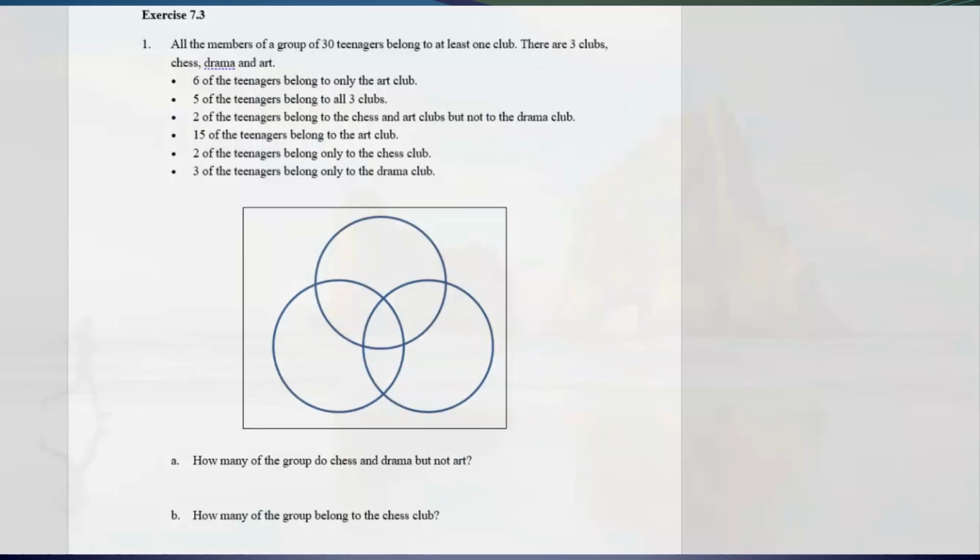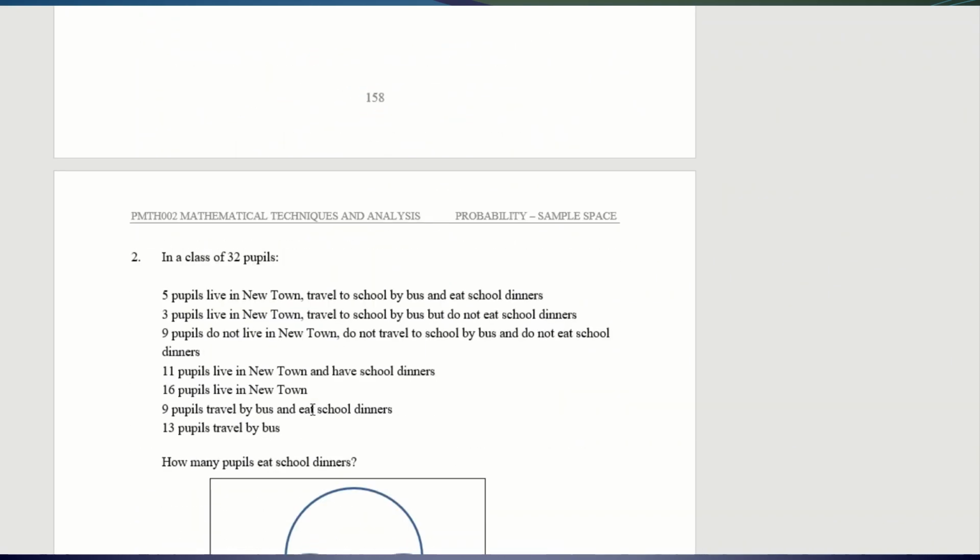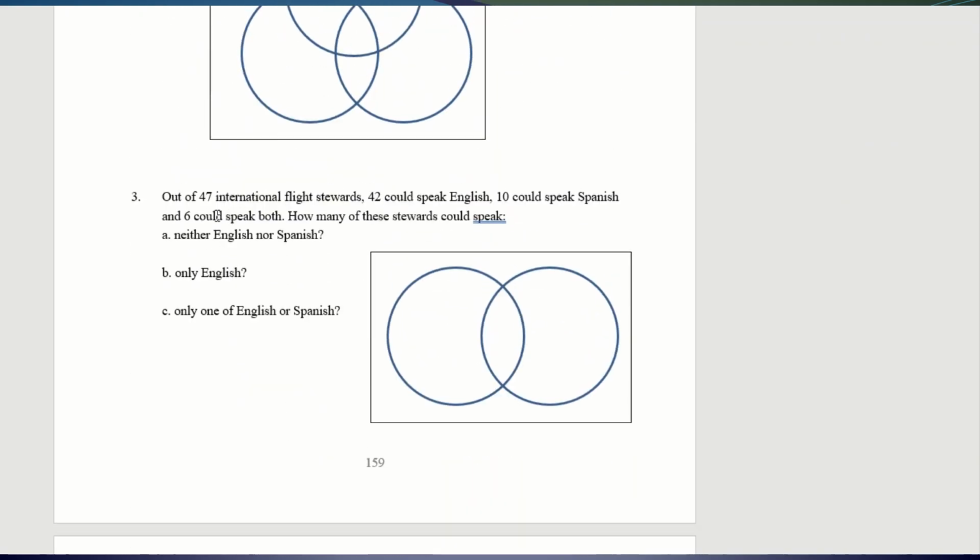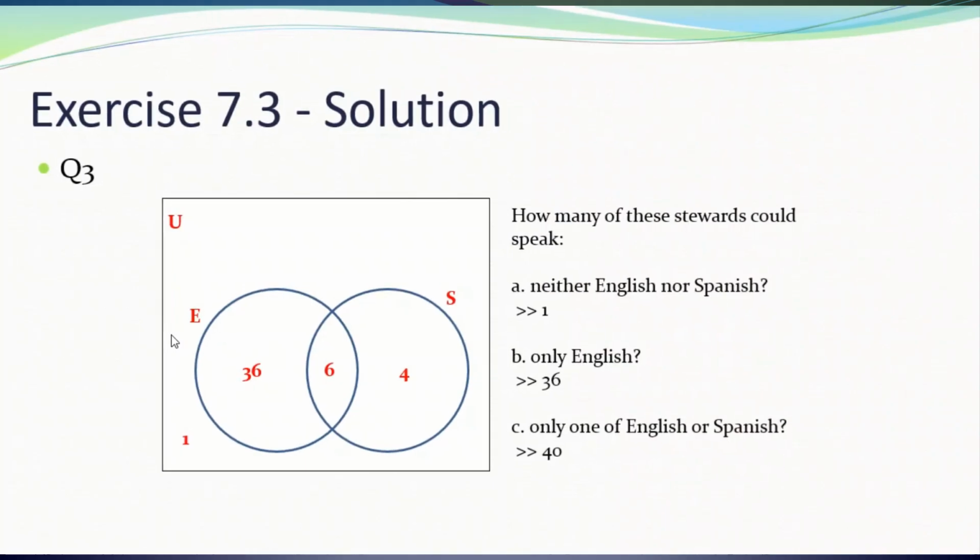Okay, so now we are at question 3. Out of 47 international flight stewards, 42 could speak English. So if this is English, the whole bubble must be 42. The whole of this 10 must be Spanish. 6 could speak both, so 6 is in the middle. So neither English nor Spanish. So you're going to fill it up now. 6 must be in the middle.